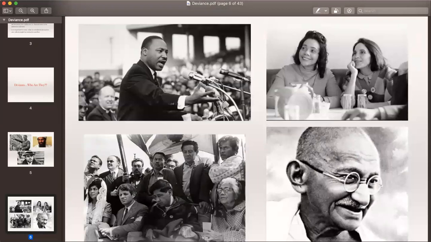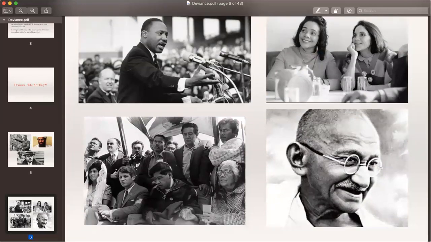Martin Luther King Jr., Coretta Scott King, Dolores Huerta, Robert Kennedy, Cesar Chavez, Gandhi, all these individuals are a form of deviance. They challenged a broken and unjust system through nonviolent protests.